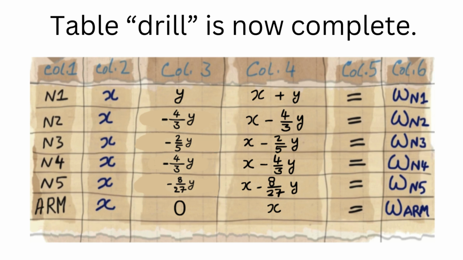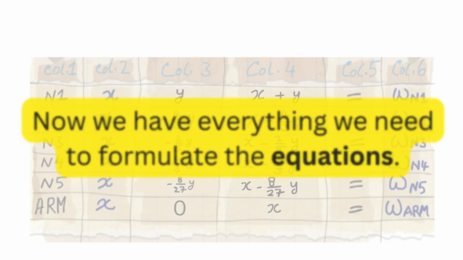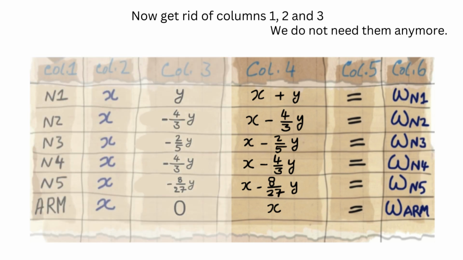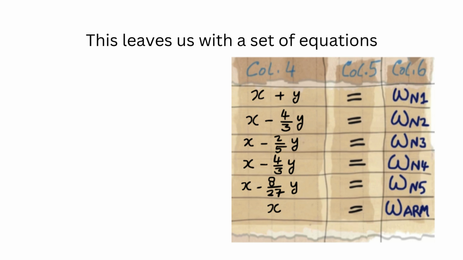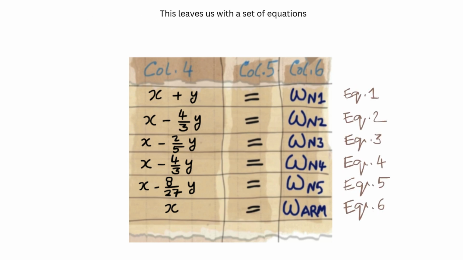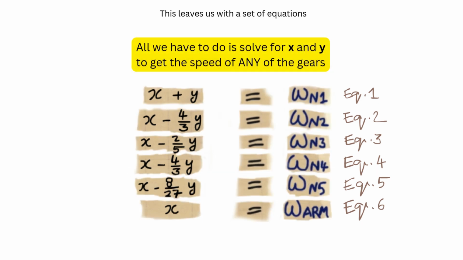From the completed table, we now extract the equations that will lead us to the answers we are looking for. To reveal the equations, we simply get rid of the first 3 columns. Equations show us that if we could somehow solve for x and y, we would be in a position to find out the rotational speeds of all the gears in the gear train.